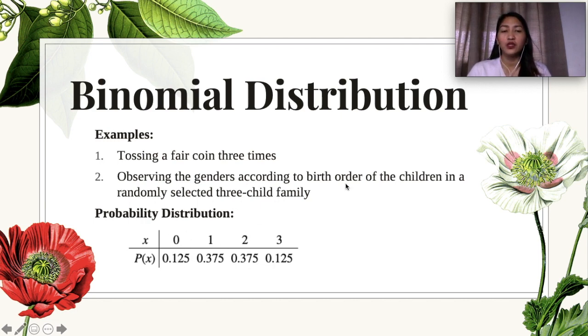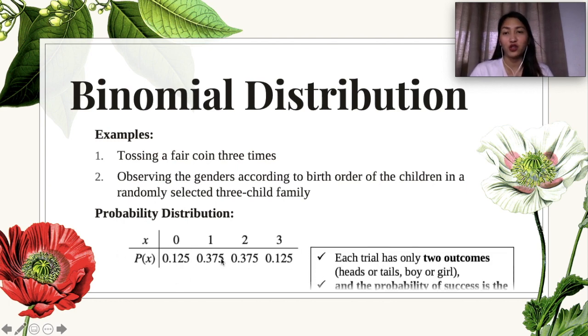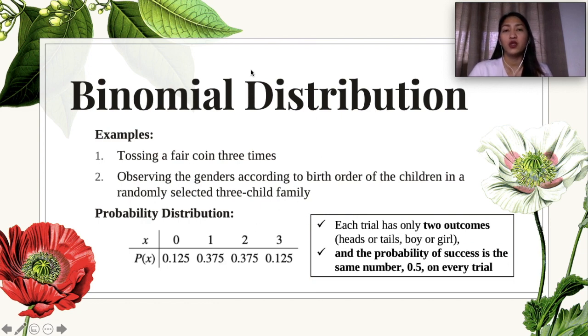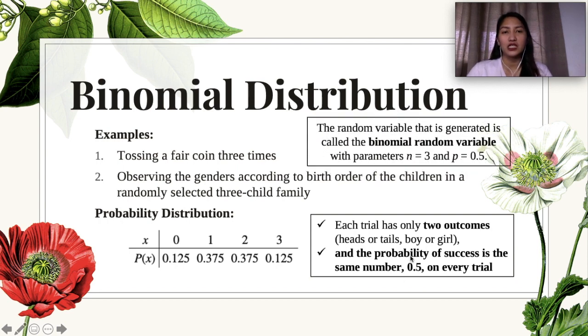Okay, so all you have to do is to list all of their sample spaces and then tingnan mo yung mga scenarios na yan. Okay, so makikita mo, ito talaga yung corresponding probability value. So, malalaman mo na ito ay binomial random variable kung each trial has only 2 outcomes. Heads or tails dito sa first example natin, tapos dun sa second example natin is boy or girl. Tapos, yung probability of success is the same number, 0.5 or 1/2 on every trial. Okay, on every trial, meron ka lang 2 possibilities. So, the random variable that is generated is called the binomial random variable.